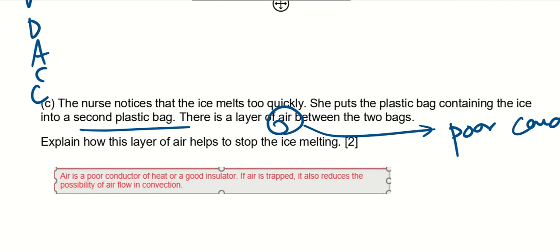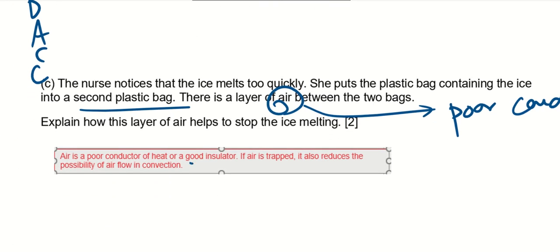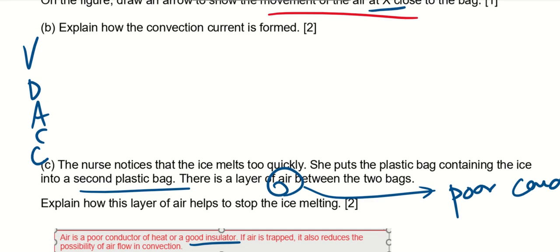Okay, air is a poor conductor of heat, or a good insulator, right? So with the layer of trapped air, it will reduce the thermal energy that's conducted to the air inside the first layer of plastic bag. And also, we were talking about convection here, right?